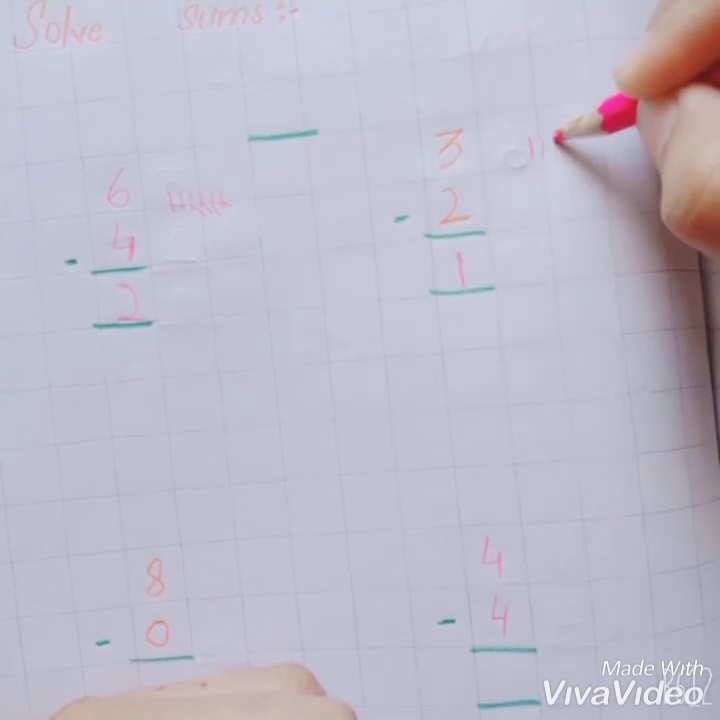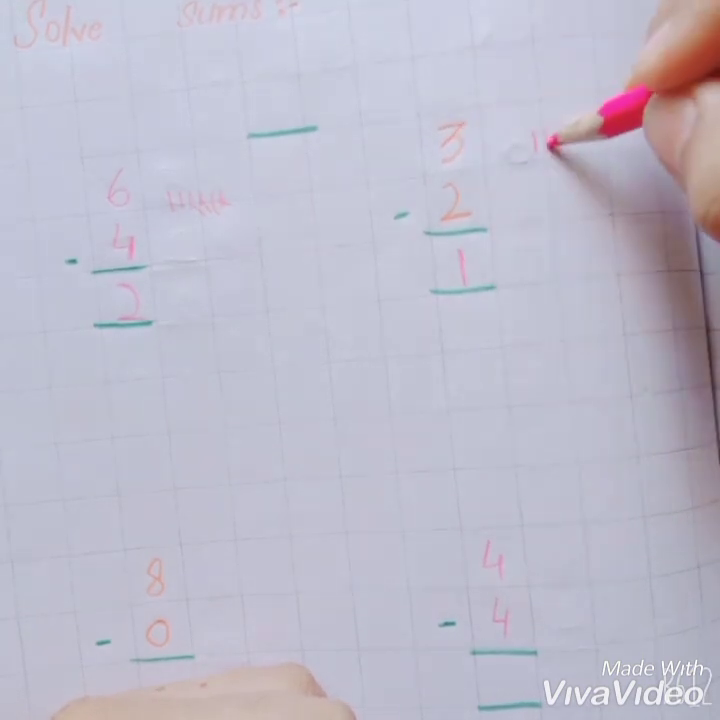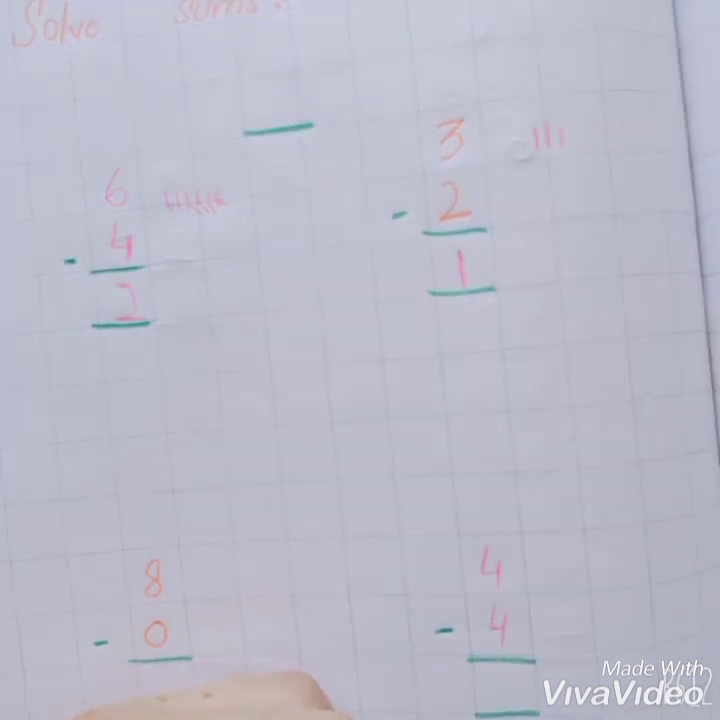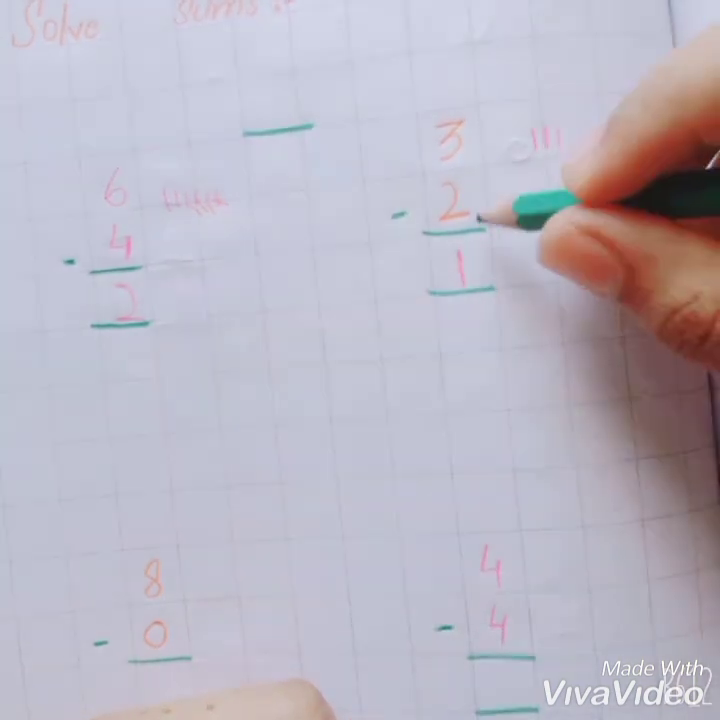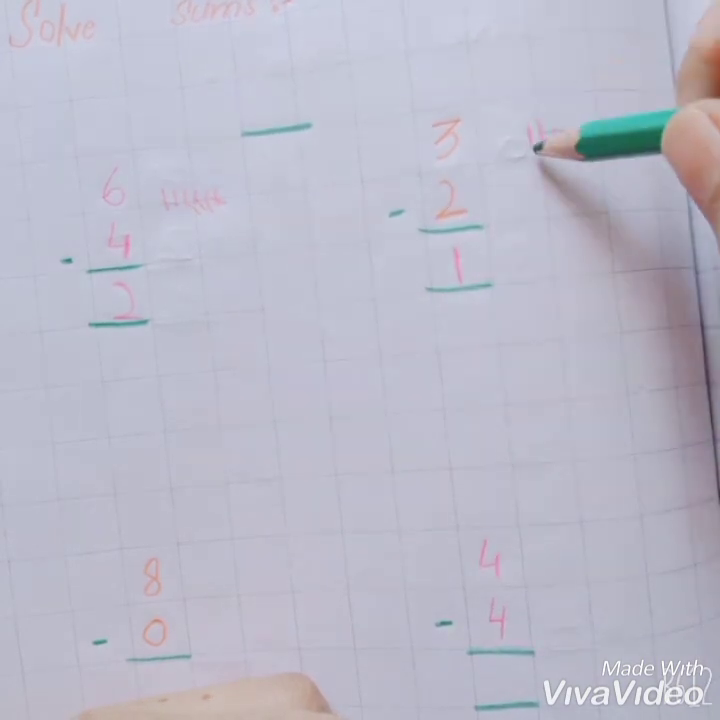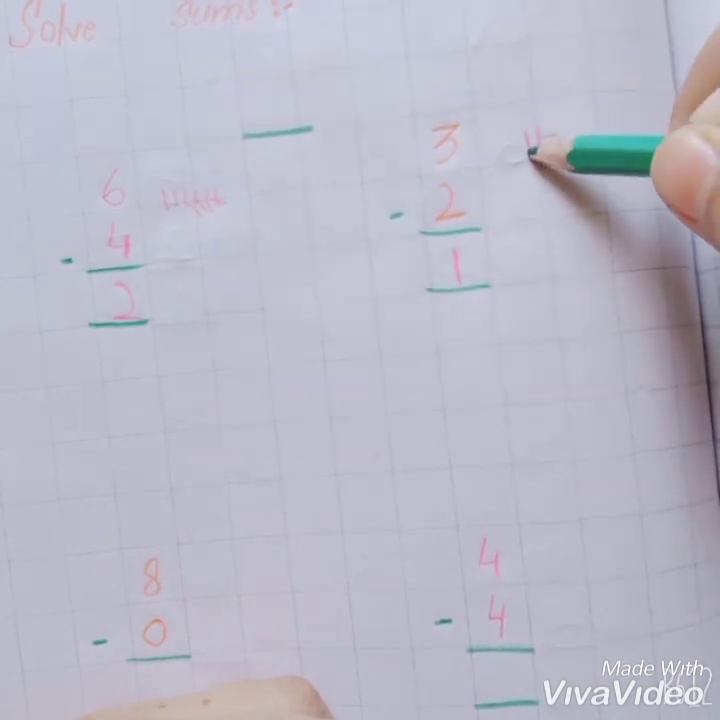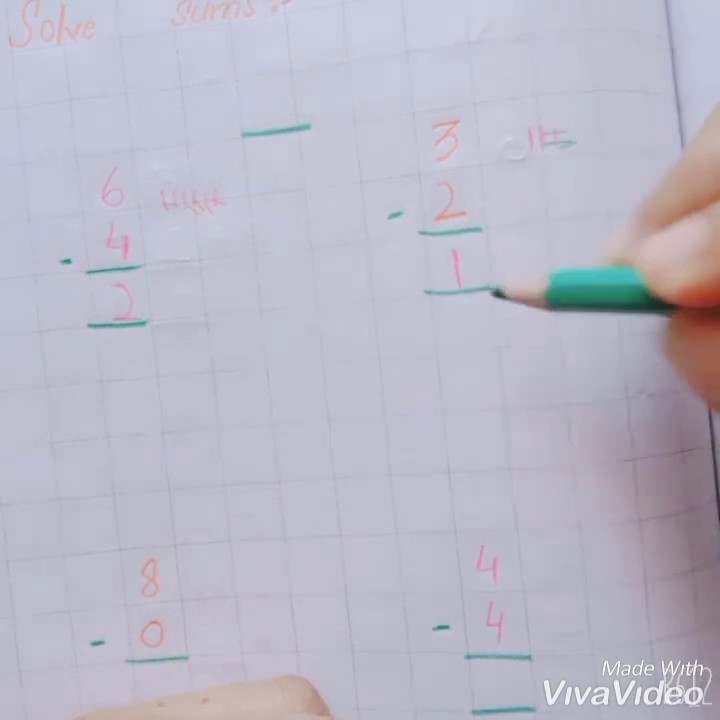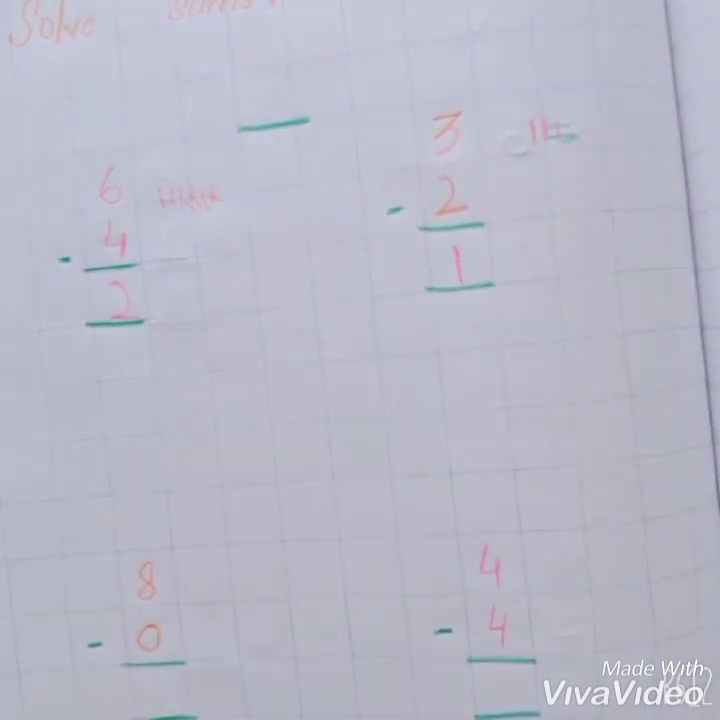Okay, now again another way. 1 2 3. Here are the 3 numbers. 3 number you have to draw here 3 lines. And now cut the 2 lines. 1 2. Remaining line is only 1. The answer is 1.